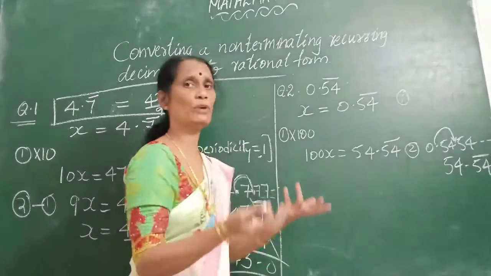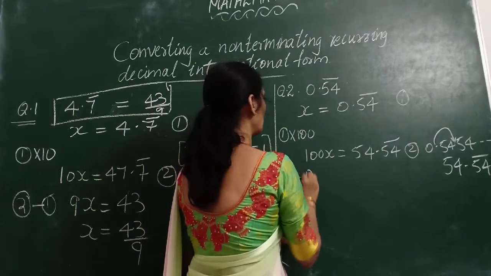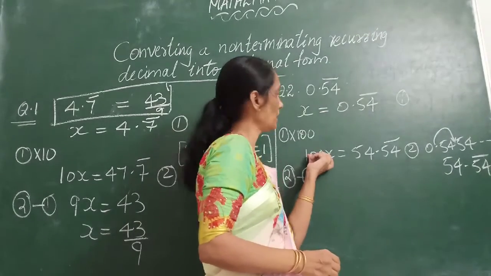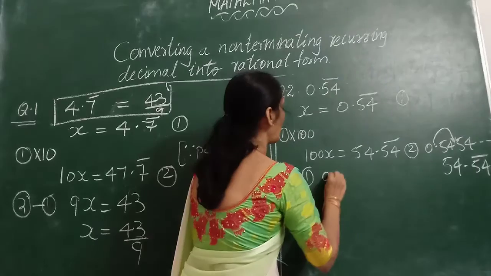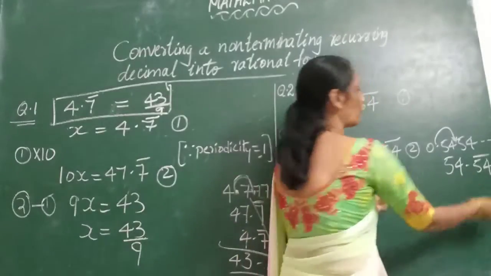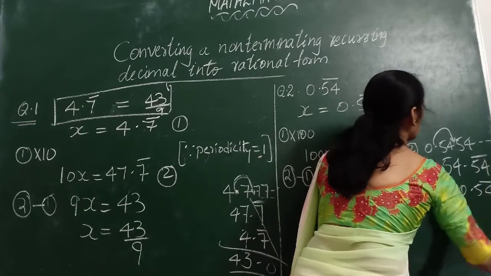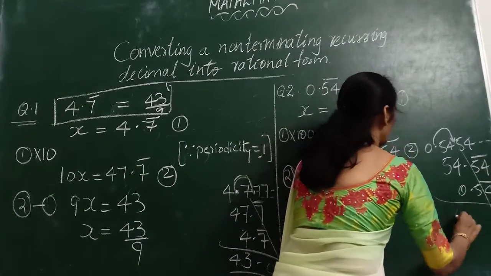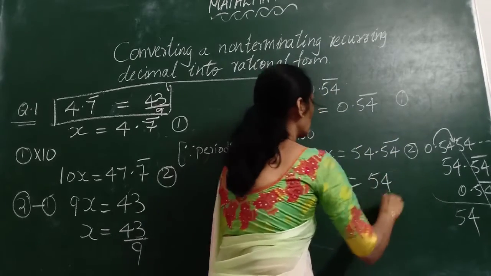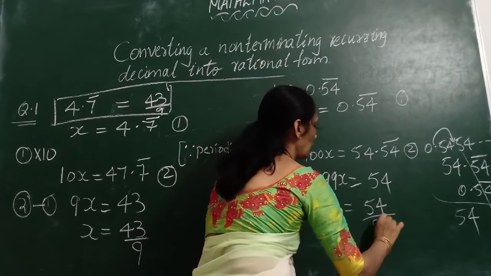So what is the next process? We have to subtract 1 from 2. So equation number 2 minus equation number 1. On the left side, 100x minus x, we get 99x. On the right side, 54.54 bar minus 0.54 bar. By subtracting, the decimal part becomes 0, so we get 54. So what is x? x is equal to 54 by 99.